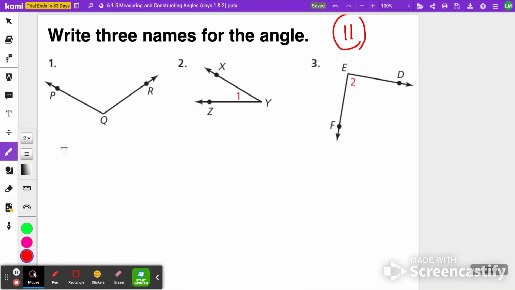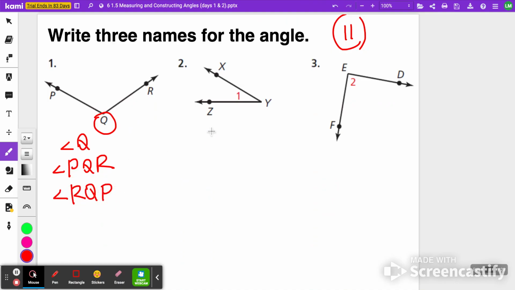So 3 different ways we can label angle 1. I always start with just the vertex. This is angle Q. Easy. The next way you can do it is with the opposite rays. So I'm going to start with P, then Q, then R. So I can say this is angle PQR, and I can also go in reverse. This is also angle RQP.